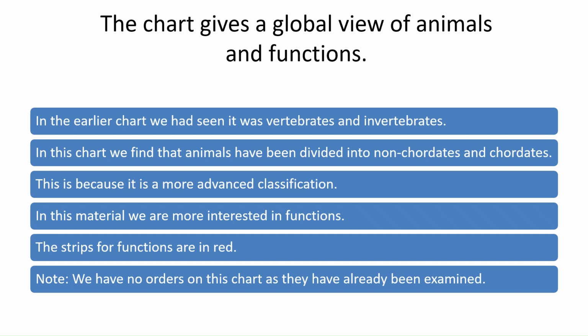In the earlier chart, that is the first classification, we had seen it was vertebrates and invertebrates. In this second classification, we find that animals have been divided into non-chordates and chordates. This is because it is a more advanced classification. In this material, we are more interested in functions. The strips for functions are in red. Here, please note that we have no orders on this chart as they have already been examined.